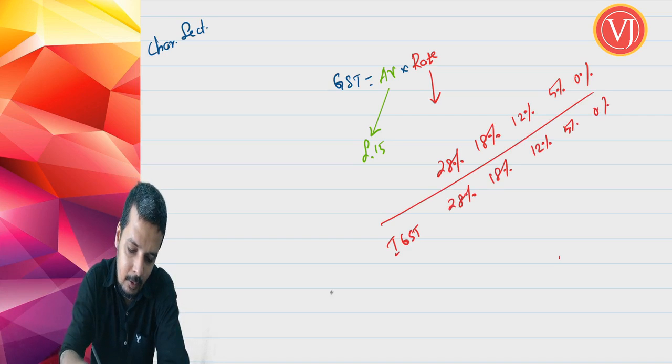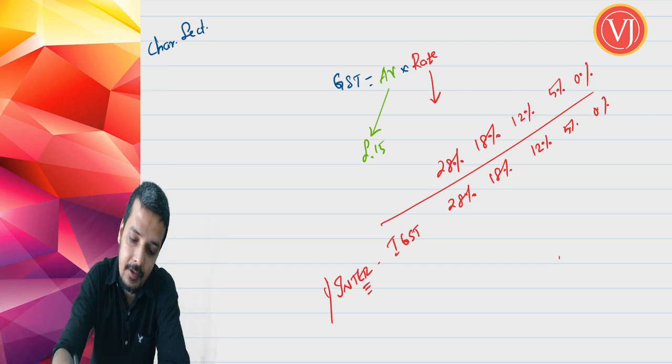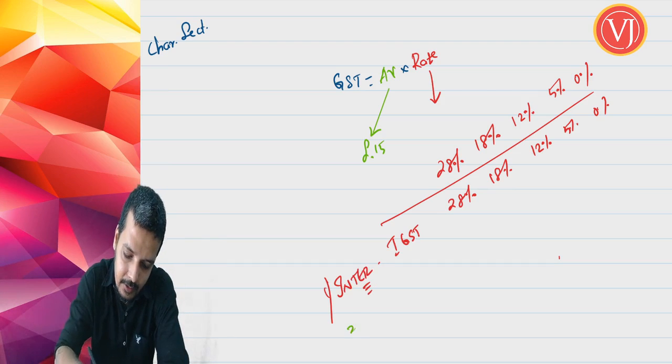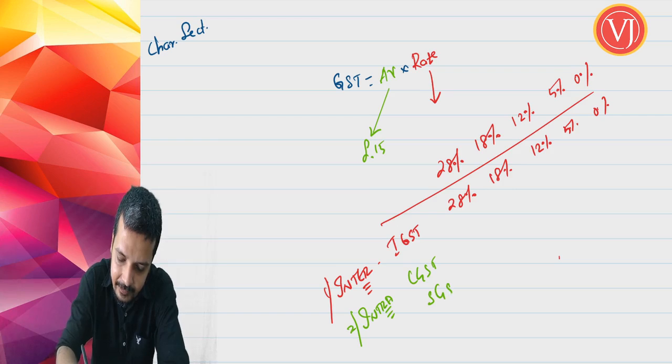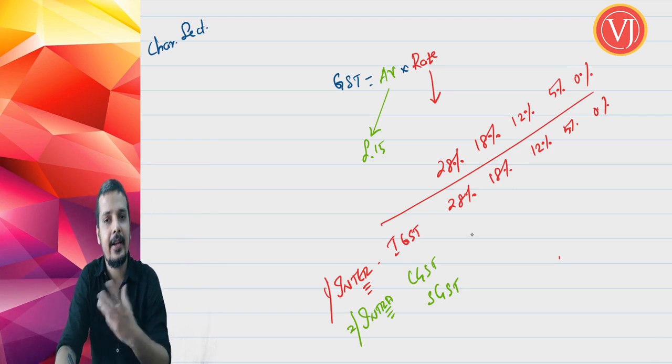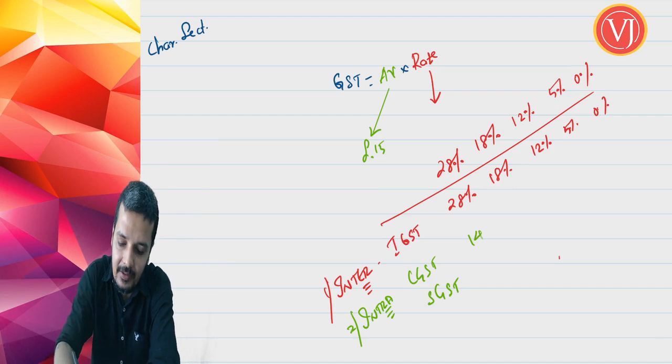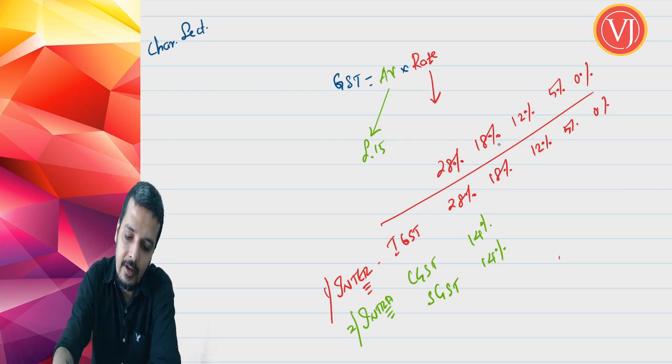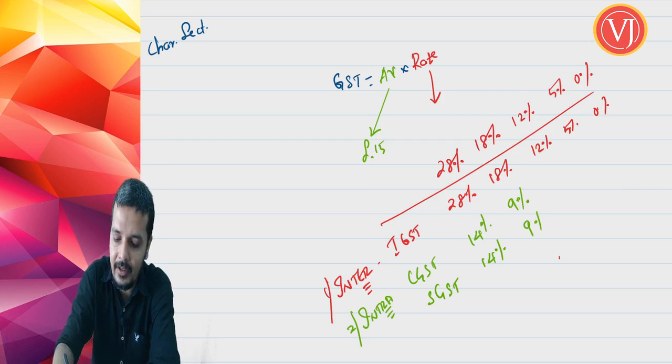If you are talking about interstate supply, it is IGST. If you are talking about intrastate supply, you will have CGST and SGST. If the rate is 28%, what would be the CGST? 14%, SGST 14%. If the rate is 18%, what will be the CGST? 9%. What will be the rate of SGST? 9%.